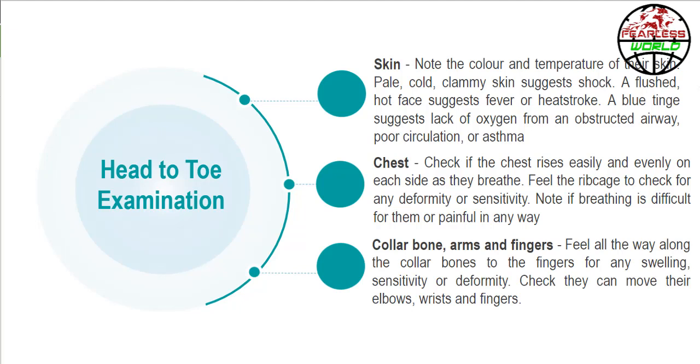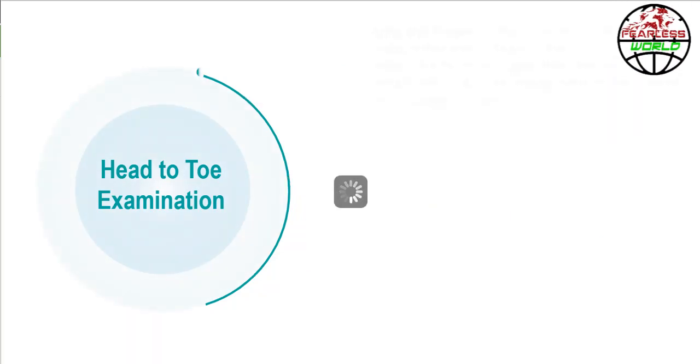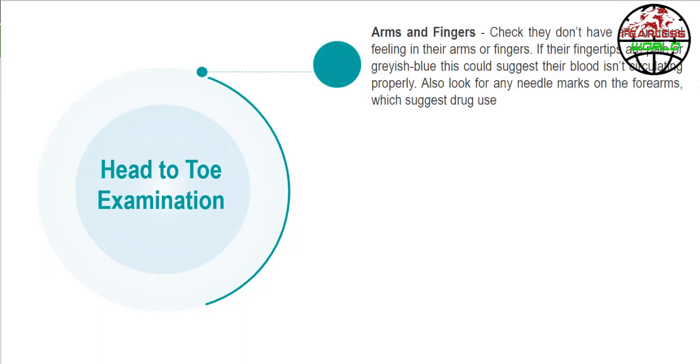Collarbone, arms and fingers. Feel all the way along the collarbones to the fingers for any swelling, sensitivity or deformity. Check they can move their elbows, wrists and fingers. Check that they don't have any unusual feeling in their arms or fingers. If their fingertips are pale or grayish blue, this could suggest their blood isn't circulating properly. Also, look for any needle marks on the forearms, which suggest drug use.